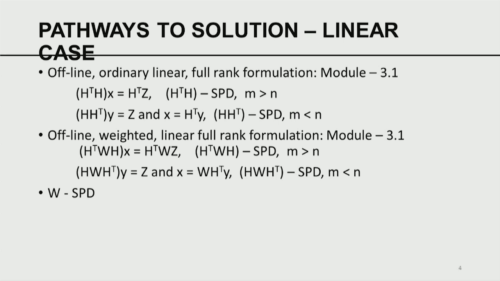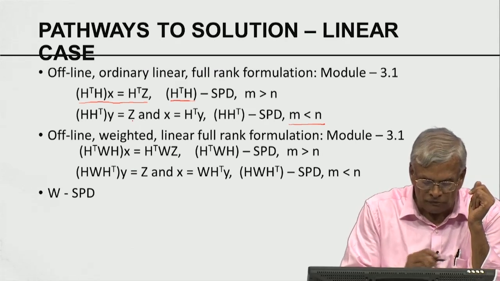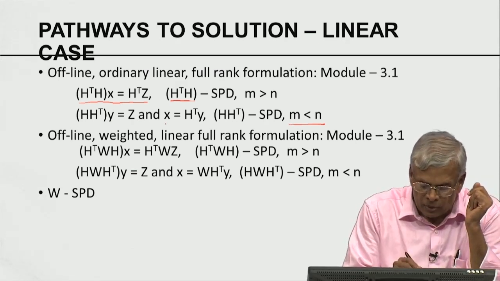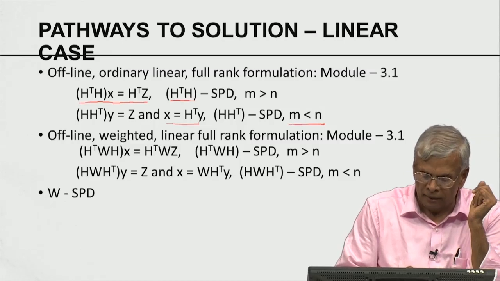So in the linear case, offline, ordinary, linear, full rank formulation in module 3.1, we were called upon to solve this system H transpose H x is equal to H transpose z. In here, H transpose H is a symmetric positive definite matrix. M is greater than N, that is the overdetermined case. In the underdetermined case, when M is less than N, H H transpose y is equal to z. You solve for y, and then the least square solution is obtained by H transpose y.